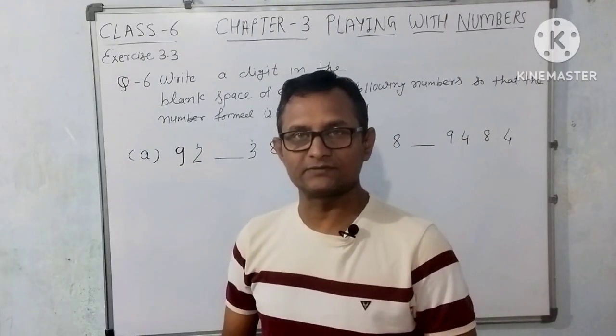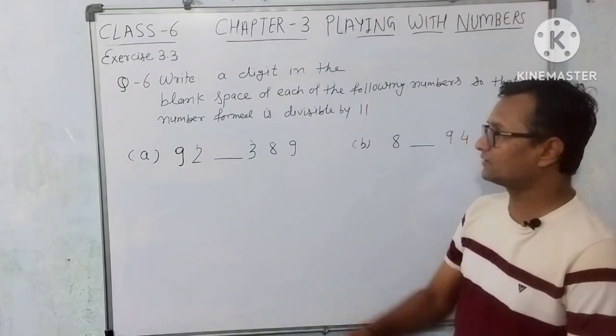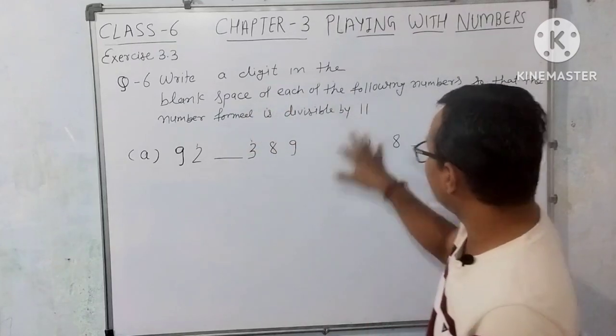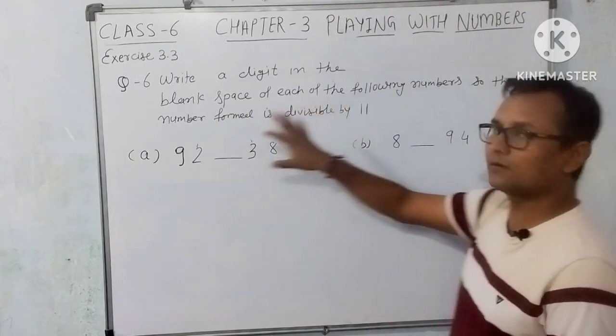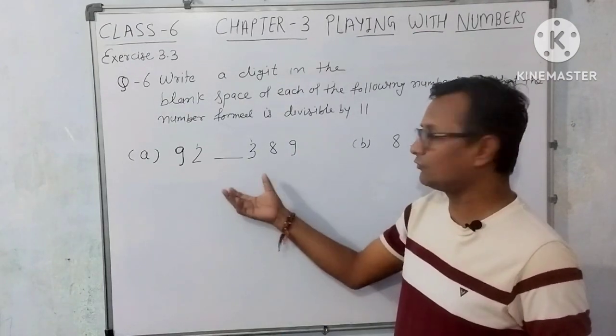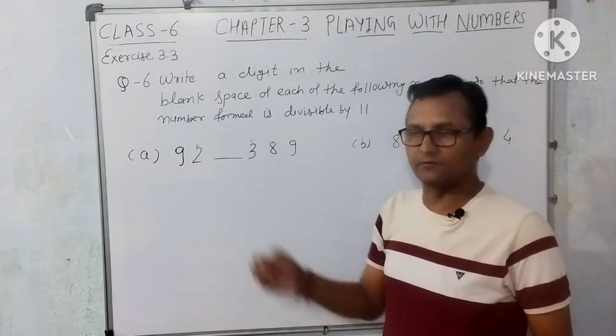Friends, now we will do question number 6 from exercise 3.3. Question number 6 is: write a digit in the blank space of each of the following numbers so that the number formed is divisible by 11. Friends, here we have to apply the divisibility rule of 11.